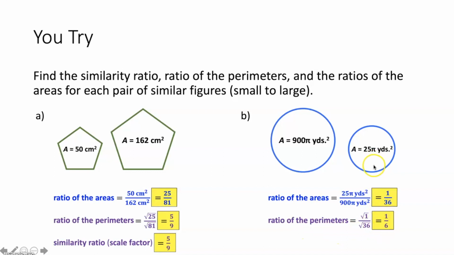So what that means is that if I were to find the perimeter, or circumference in this case, of our smaller circle and put it in a ratio over the perimeter, or circumference in this case, of our larger circle, and simplify that ratio down, I would get 1 over 6. Lastly, we need to find the similarity ratio or scale factor, which we know is just equal to the ratio of the perimeters, 1 over 6. Meaning, if I had the radius or diameter of this smaller circle and I put it in a ratio over the corresponding radius or diameter of this larger circle and simplified that ratio down, I would get 1 over 6.